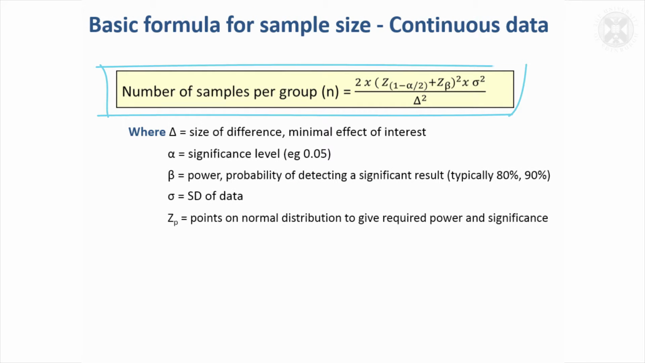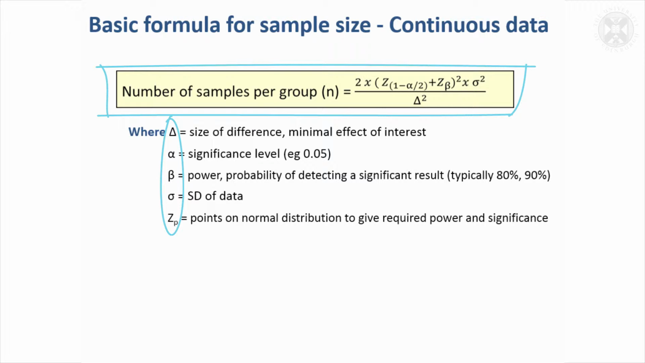This is the basic formula for calculating the number of samples you need per group. So you'll see these things that I described are all in the formula. You've got the delta, which is the size of a difference to detect, the minimal effect that's of interest to you, and the standard deviation. Alpha and beta come into these Z statistics, which I'll explain in a minute. Basically, the Z statistics are points on what's known as a normal distribution required to give the required power and significance. I'll show those in a second.